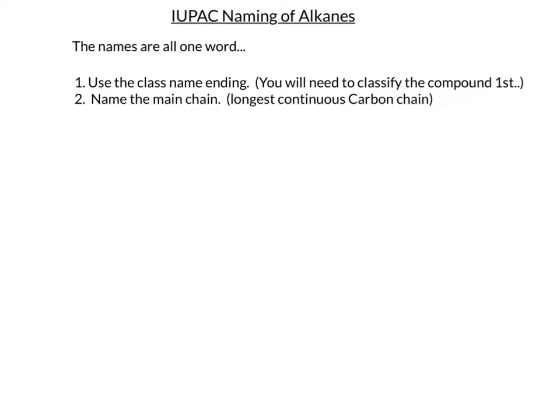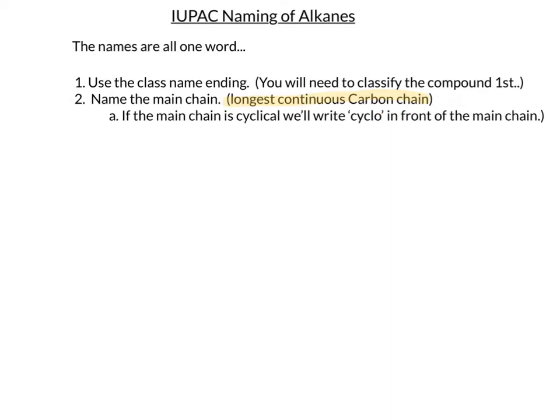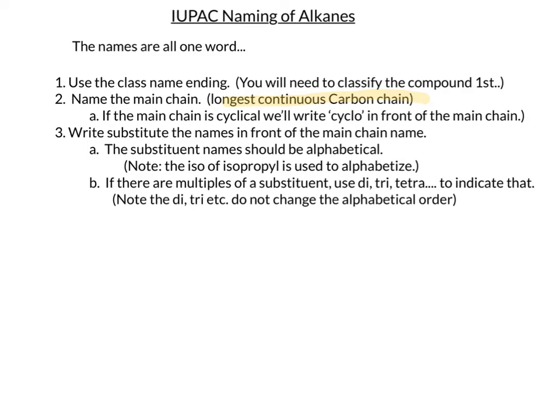We want to find the longest continuous carbon chain in this case. I like to highlight the main chain so that I can easily see any substituents that are attached to that main chain. If the main chain is cyclical, we'll write the prefix cyclo just in front of the main chain's name. Next, we'll write down all of the substituents and identify them by name. Then we will put those in alphabetical order in front of the main chain's name.